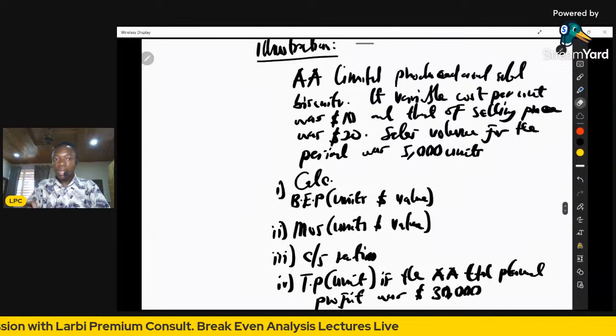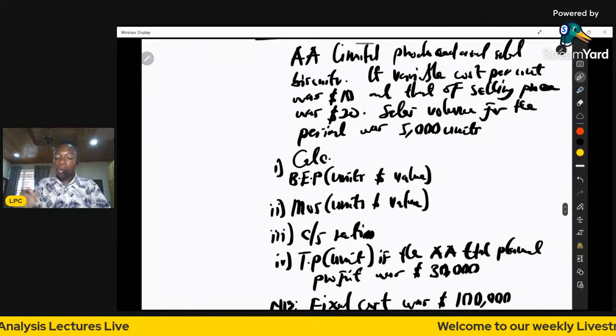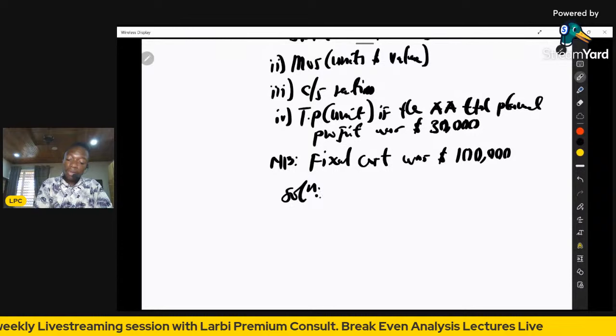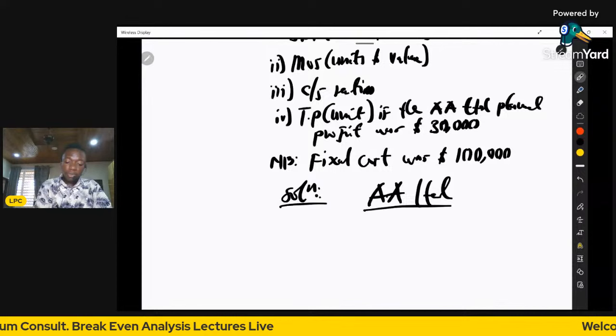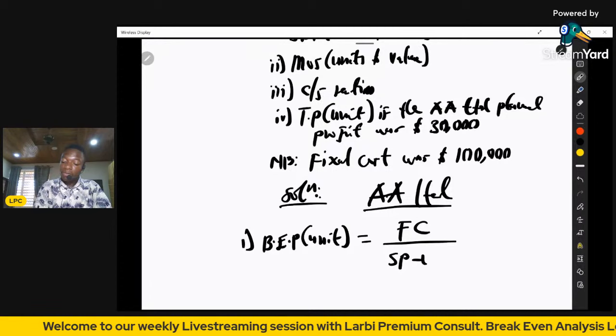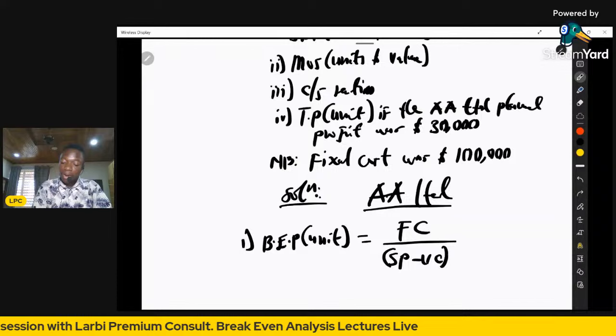So let's get back to our question. We are asked to calculate break-even point in terms of units and in terms of value, and I'm expecting you to do the calculation as well. So here we have our solution for AA Limited. Our break-even point in terms of units is equal to fixed cost divided by selling price minus variable cost per unit. But here the examiner didn't specify whether we are asked to calculate monthly or yearly, so we just go by the information that was given.